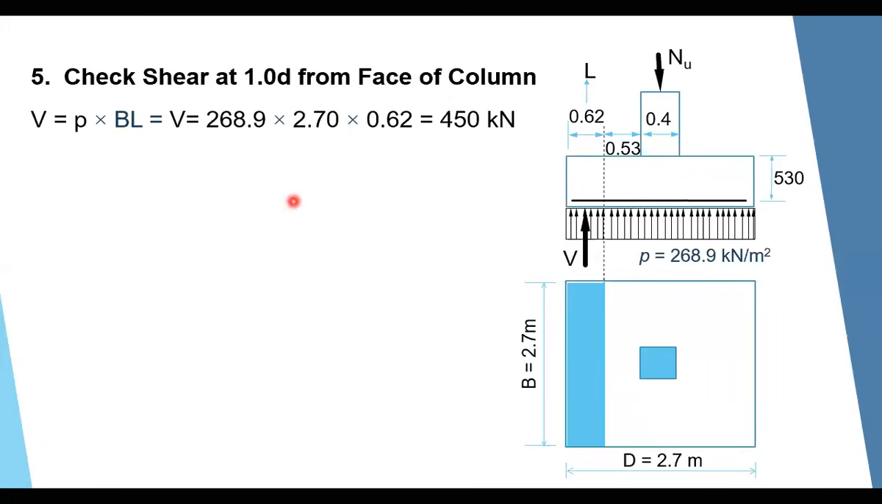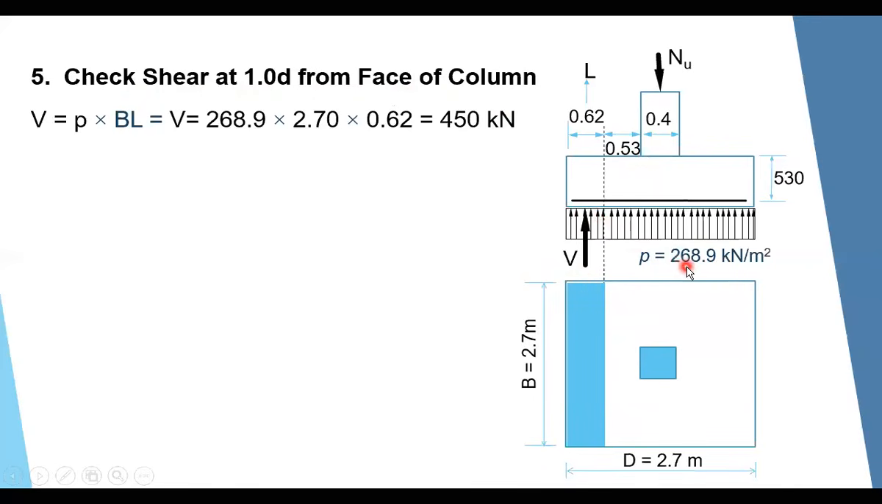So to check the shear, we have two shear checks. The first one: check shear at a distance D from the face of the column. Here is the column. You will go at a distance D from the face of the column. So this distance will be D, which is 0.453, 530. And we have to get the shear force here, which equals the ultimate stress on the soil multiplied by this hatched area.